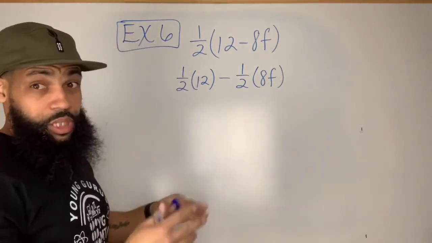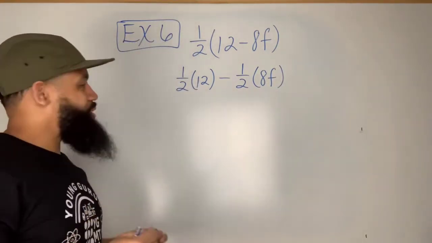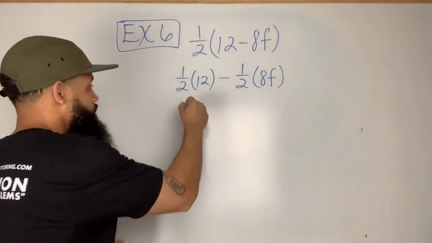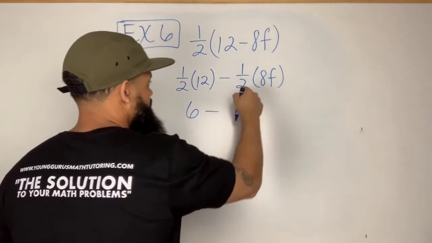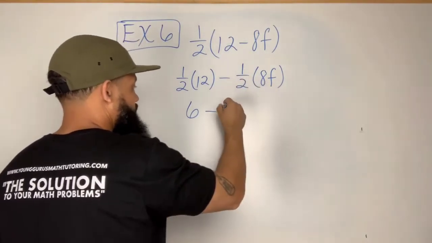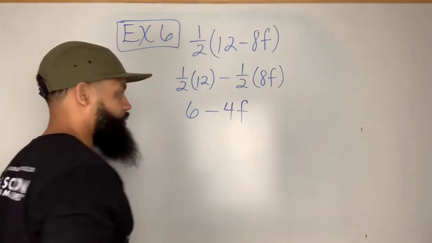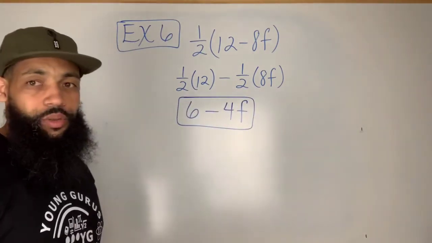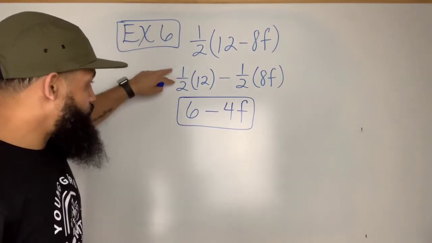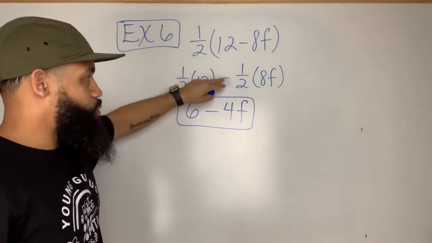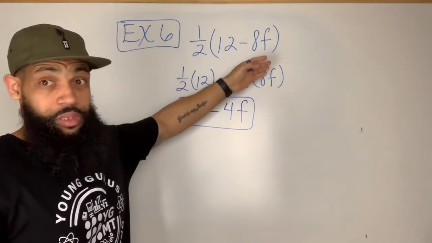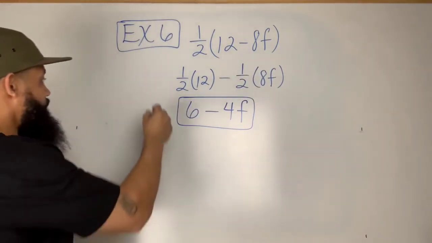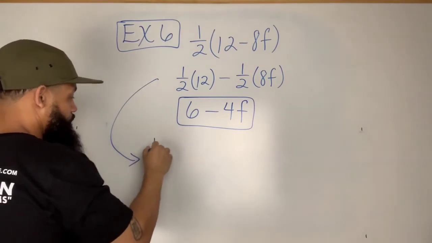Alright, so we can go either way. In this case, I want to just think of it in terms of half of 12 is what? 6. And then half of 8 is 4. Keep the f. Okay? 6 minus 4f. We cannot combine those together. Now you can go ahead and multiply 1/2 times 12 over 1 minus 1/2 times 8f over 1, and it will still give you the same thing. So I'll show that way.